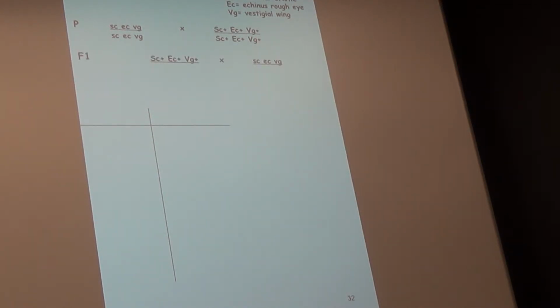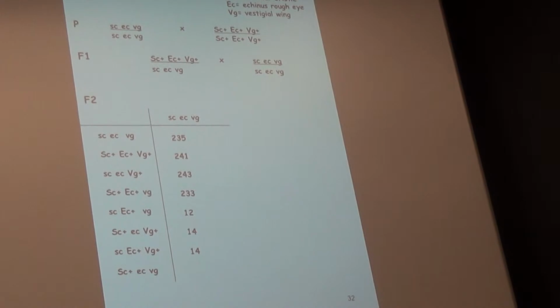F1 progeny is right here. SC plus EC plus VG, that's that chromosome from this parent, and SC, EC, VG, that's this chromosome from this parent. And you always set up a test cross, so homozygous recessive, and you get progenies. Okay? And you look at the progeny classes. I've written out the progeny classes.